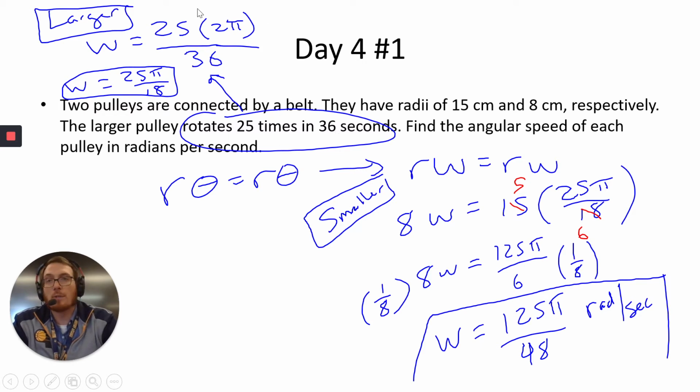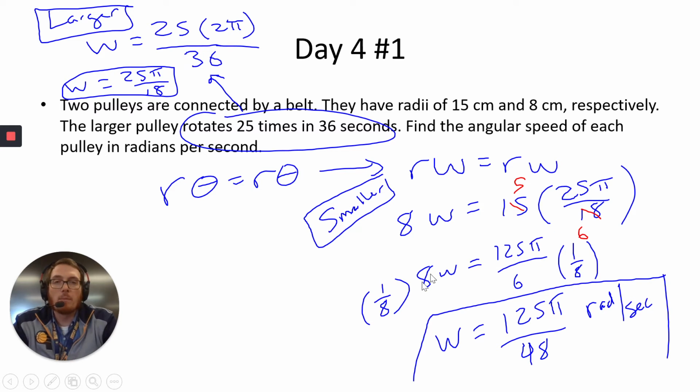You have to make sure you multiply that by 2 pi because it should always be radians. So you have to multiply revolutions, or times rotated around, by 2 pi in order to find that answer. And when you do that, you should get 25 pi over 18, and that's the omega that's plugged in.